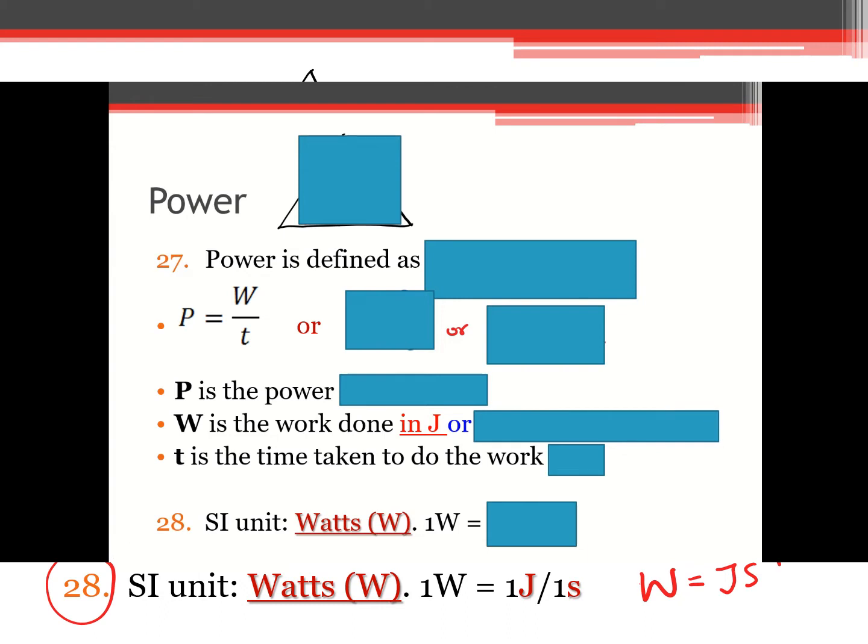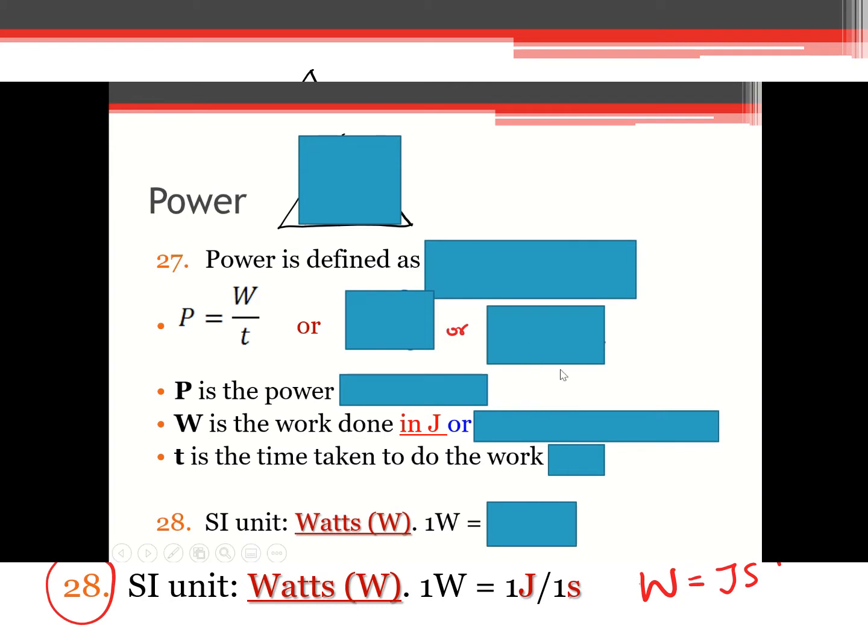Previously you have learned work done, kinetic energy, potential energy. All these three that you have learned in the past are measured in joules. So they are all energy. This is the only one in this chapter that is different from the rest. It is not energy, but it is very closely related.